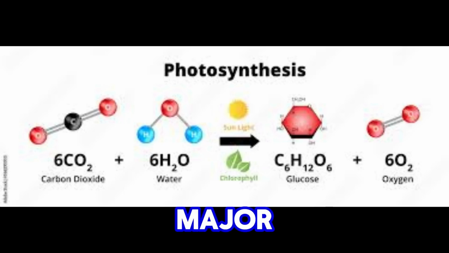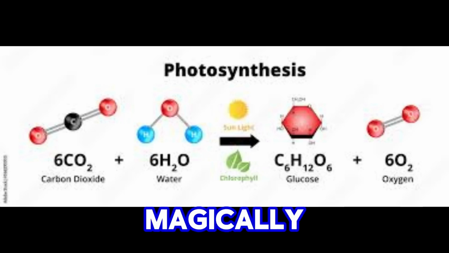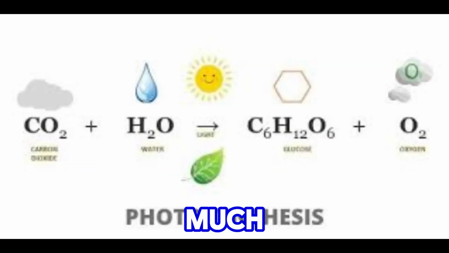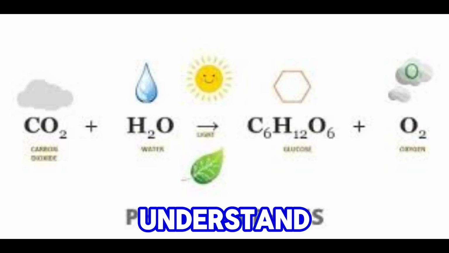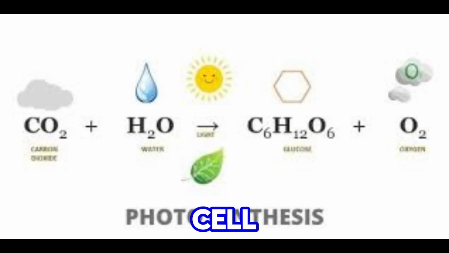On the right are the major products represented in the simplified equation. Glucose and oxygen. But don't make the mistake of thinking photosynthesis is simply sunlight goes in, glucose magically comes out. It is much more complicated, and much more fascinating. To understand it, we need to enter the plant cell.